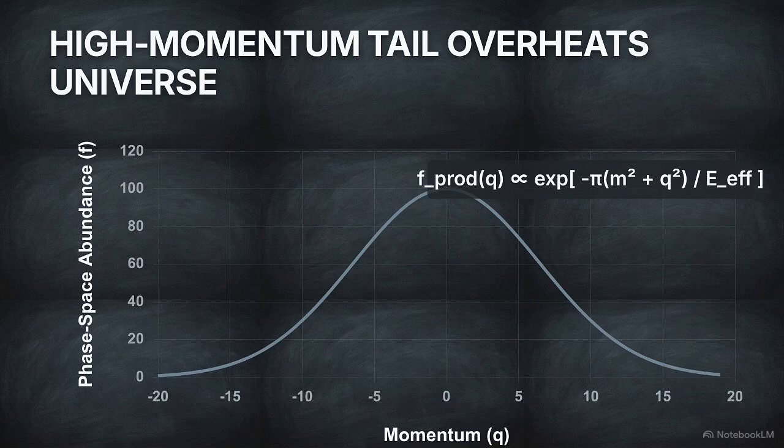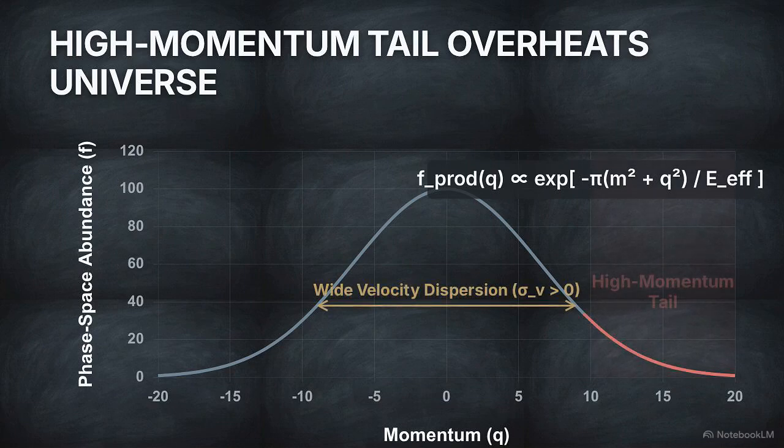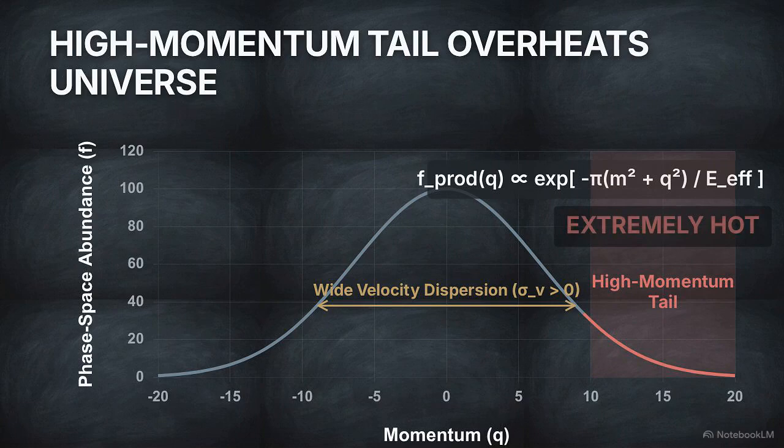When we plot this equation, we see the defect momentum mapped as a curve. Notice the wide distribution across the horizontal axis. The problem lies in this high momentum tail. The wide spread means these defects are moving very fast. In cosmological terms, this particle distribution is extremely hot.